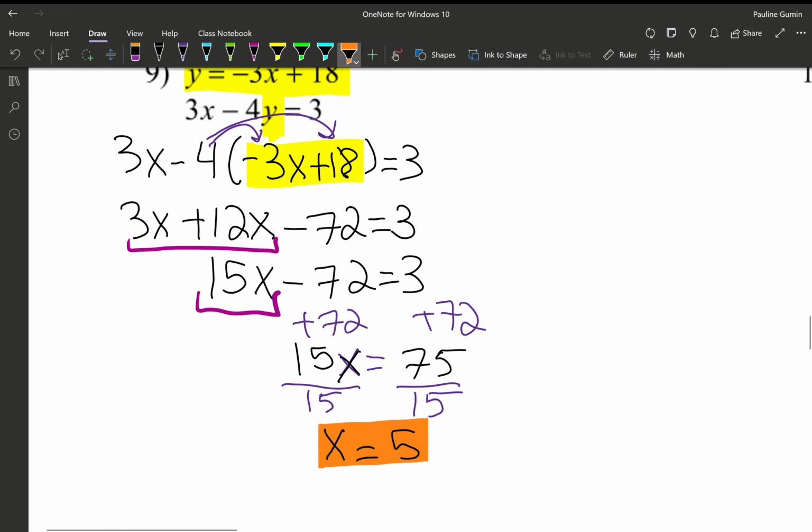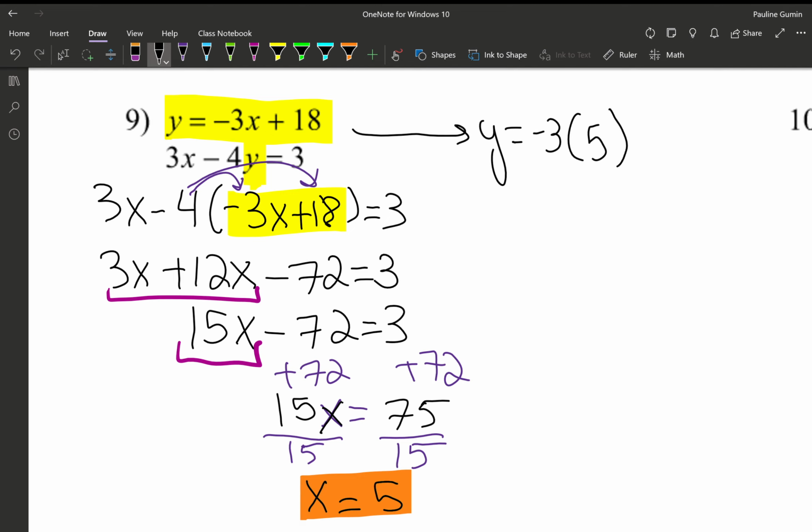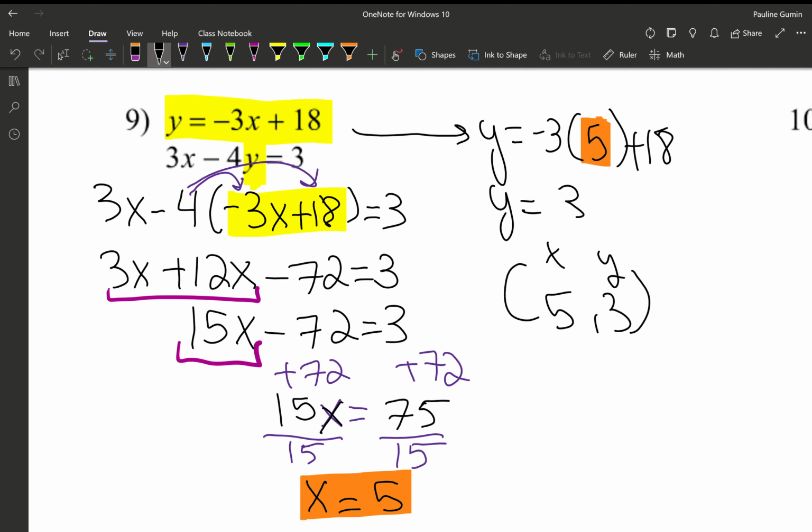Now that we have 5, let's plug it into the first equation, because it's y equals. So y equals, instead of negative 3x, we'll have negative 3 times 5 plus 18. Negative 3 times 5 is negative 15, plus 18 is positive 3. So our final answer is 5, 3.